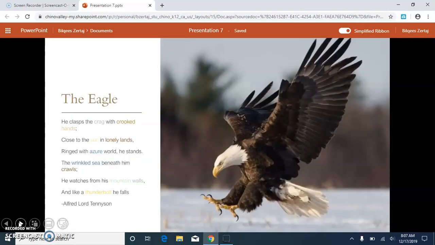Here is a poem we chose to look at figures of speech in further analysis. The eagle, he clasps the crag with crooked hands, close to the sun in lonely lands, ringed with the azure world he stands. The wrinkled sea beneath him crawls, he watches from his mountain walls, and like a thunderbolt he falls. By Alfred Lord Tennyson, it is called The Eagle.